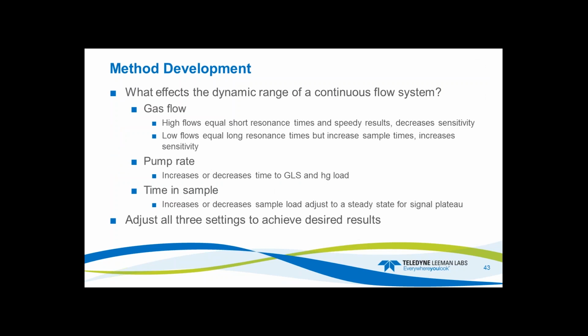So, method development. Now I'm going to talk about how to develop methods for your sample analysis needs. Basically, you have three things: gas flow, pump rate, and time in sample. High gas flows are going to equal short residence times, or the time that the mercury is going through the cell, and speedy results, but it's going to decrease the sensitivity. Low flows will equal longer times in the cell. That will increase the sample times, and it increases the sensitivity. You have to balance these to meet your needs.